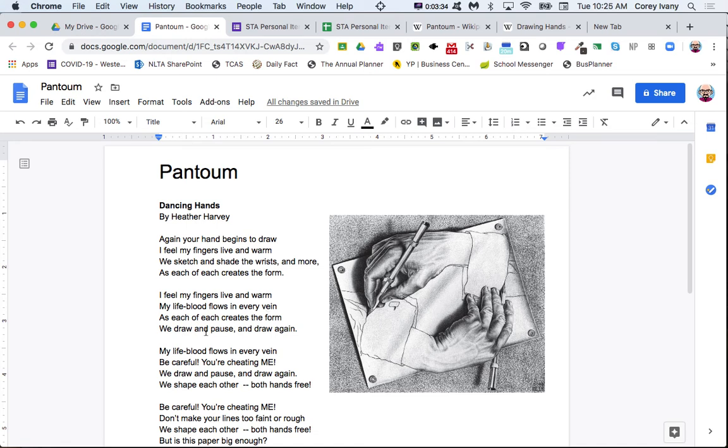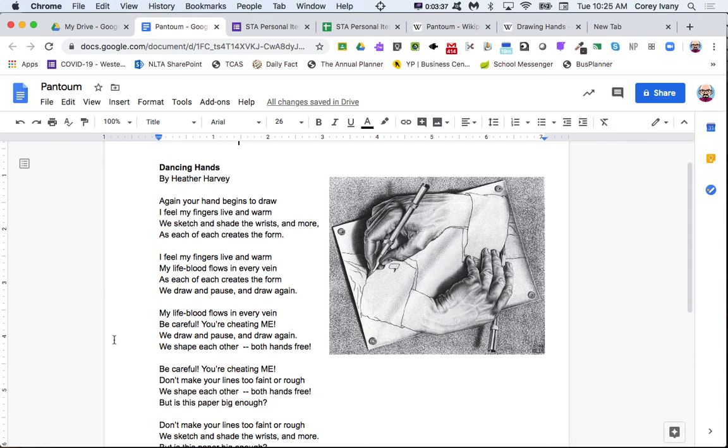So let's take a look at the next stanza. My lifeblood flows in every vein, be careful, you're cheating me. We draw and pause and draw again, we shape each other, both hands free.